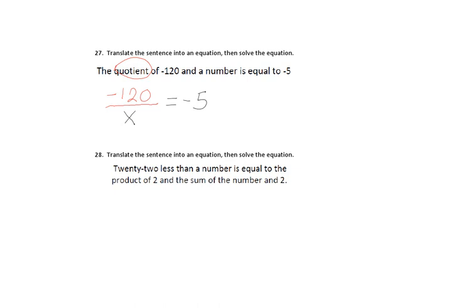You will notice that we have a fraction where x is on the bottom. Well, if you wish to get rid of it, the trick is to multiply both sides by x. Watch what happens. On the left side, the x's will go away, so that becomes negative 120. And that will equal negative 5x. The last step, divide by negative 5. And you're going to get 40.